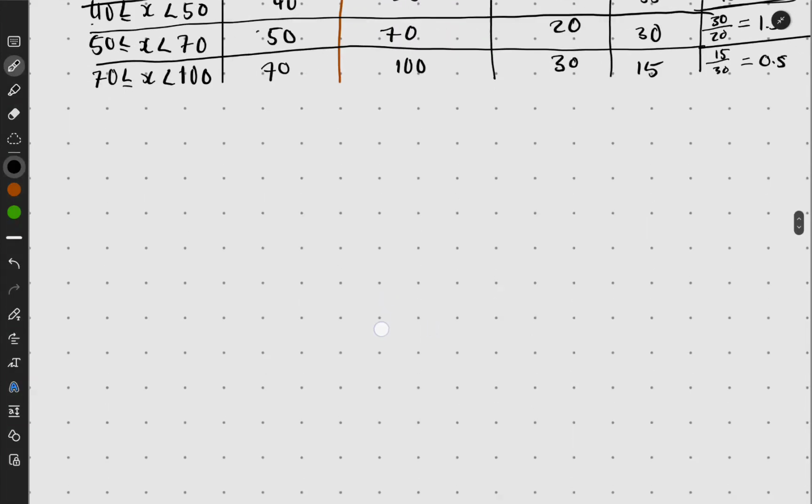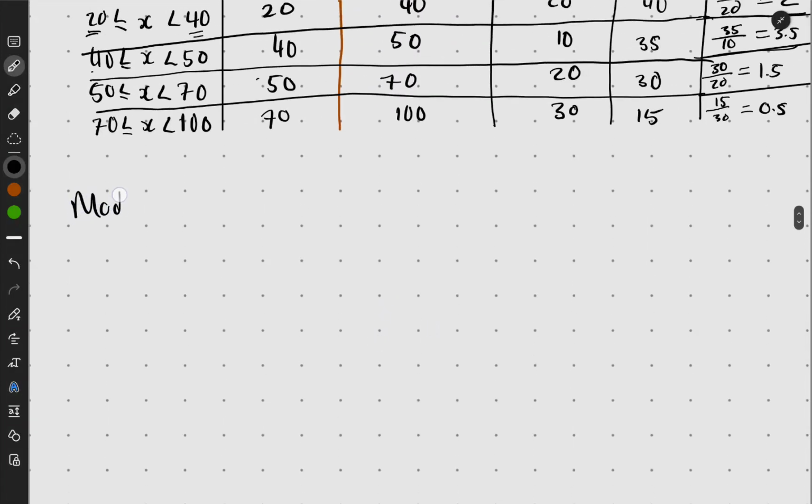So we can see already the modal class is 40 less than or equal to x, which is less than 50. This is the modal class.